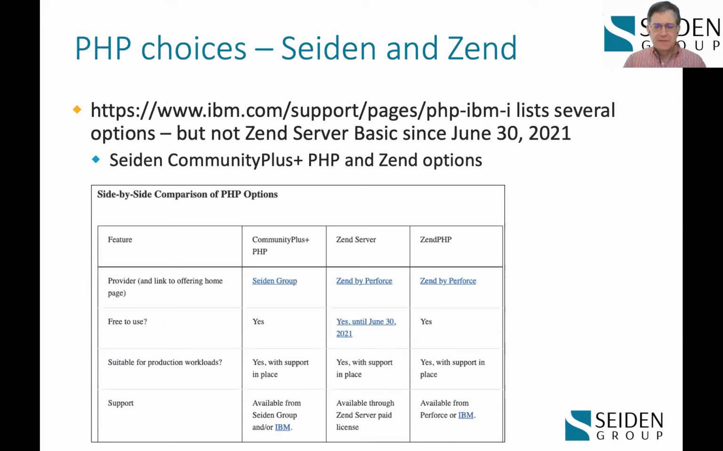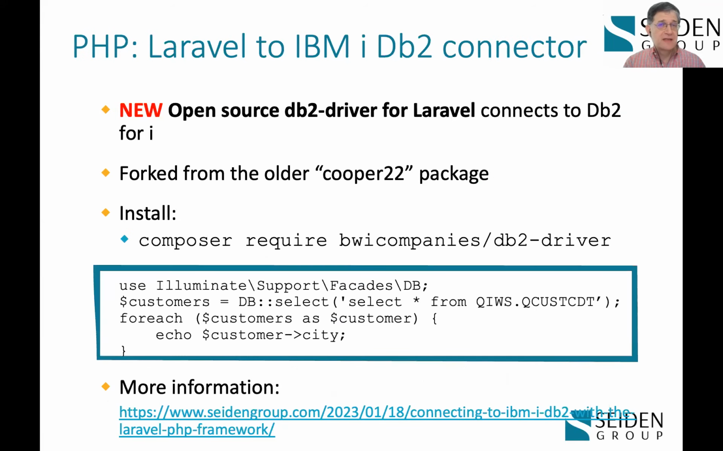So for your PHP updates, you know that Zend Server Basic has not been around for a couple of years. That was the free version of Zend Server. So you have a choice of paying for Zend Server, or you have other options here. This is a screenshot of the IBM side-by-side comparison page. There's Seiden Community Plus PHP, which is ours, where you can pay for support if you want to, but it's optional. And then Zend has two options as well, Perforce Zend Server and Zend PHP. And Seiden Group supports the database adapters. We actually maintain those. So there's something new, and we'll go into that a little bit later too, but there's something cool here in the PHP world.